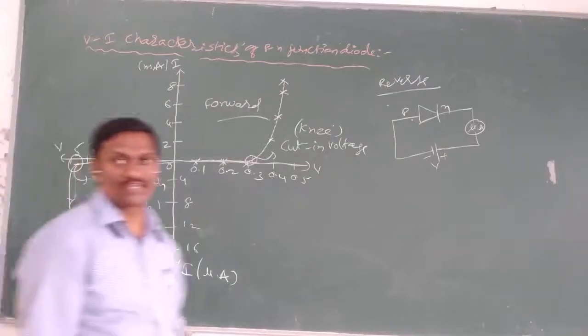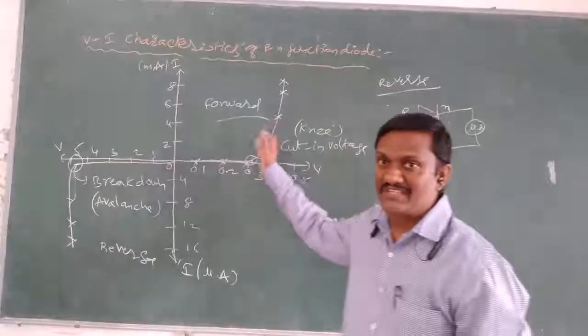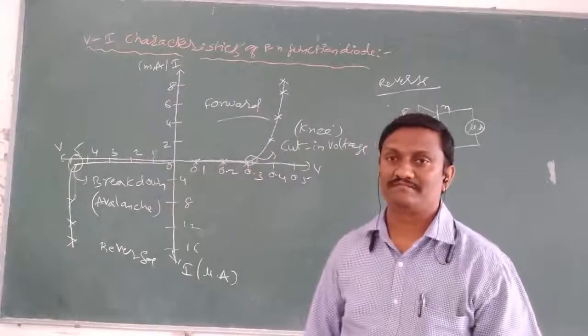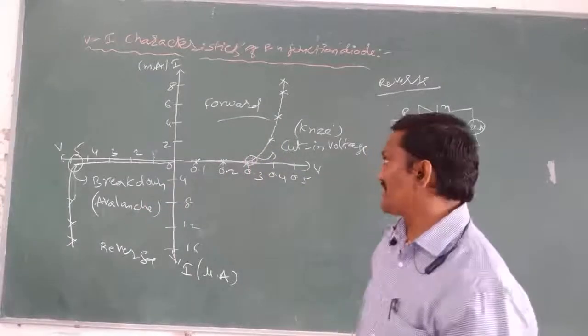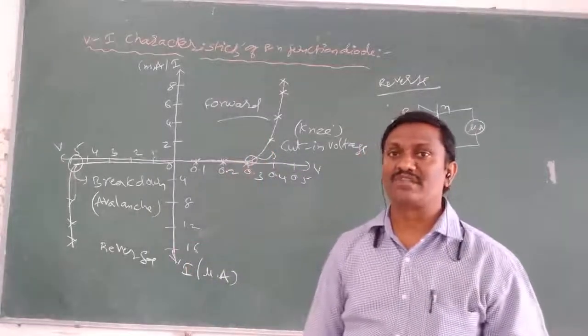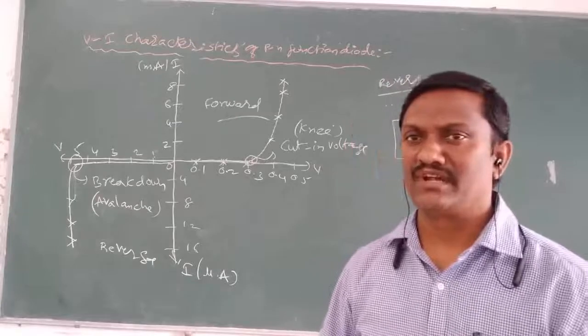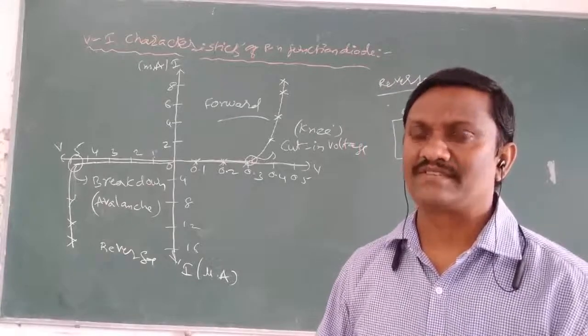So that is the VI characteristics of an ordinary diode in forward bias as well as reverse bias. Forward bias characteristics are always drawn in the first quadrant. Reverse bias characteristics are always drawn in the third quadrant. So that is the VI characteristics of a PN junction diode in forward as well as reverse bias.